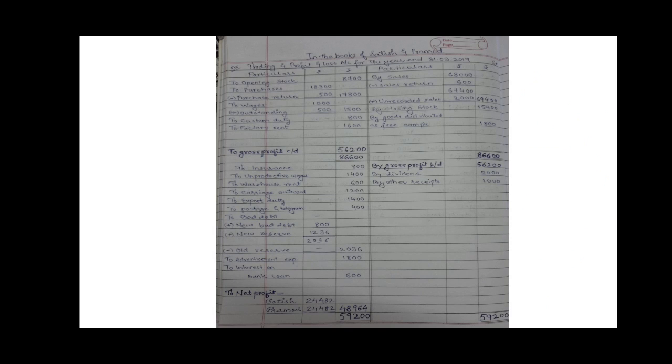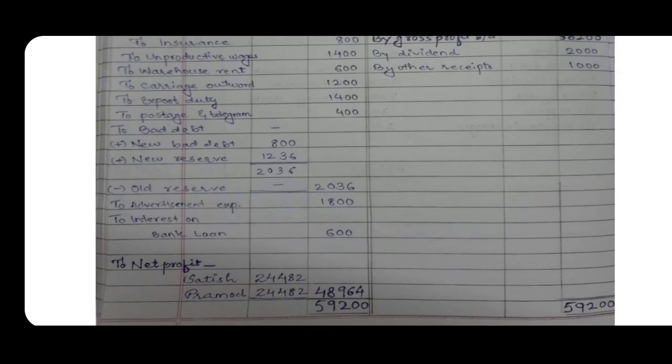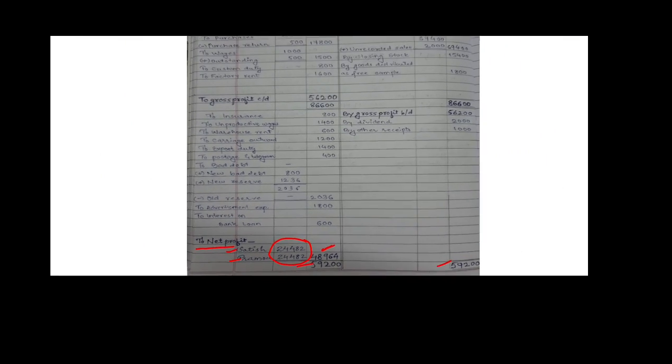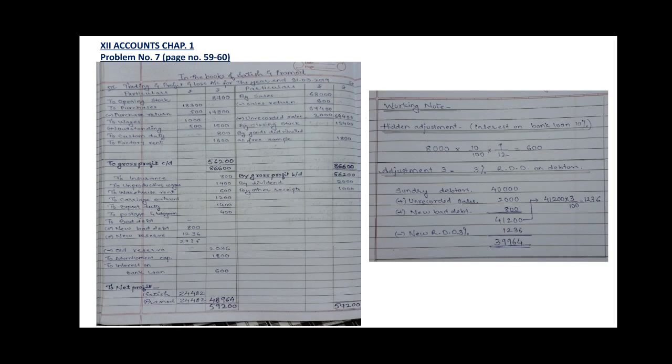See, in this way we will close our profit and loss account. Take the total here, take the same amount here, the difference will come up, and this difference will be divided into two partners equally, writing net profit to Satish and Pramod. So in this way your solution will be with some working note. Okay, that's it about this problem. Thank you.